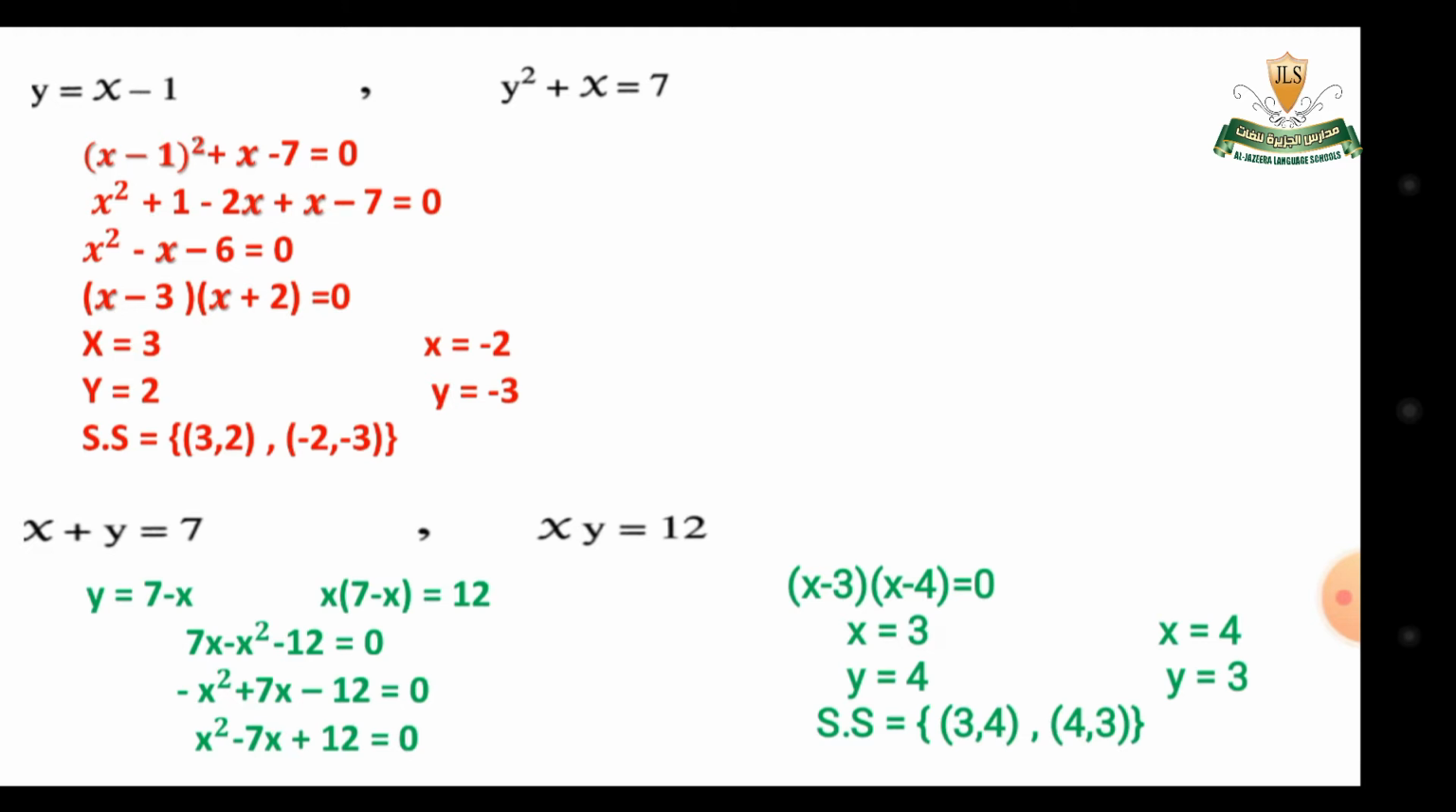We get 7x minus x power 2 minus 12 equals 0. We rearrange this equation. We get negative x power 2 plus 7x minus 12 equals 0, and factorize this expression. We get (x minus 3) times (x minus 4) equals 0. So we have x equals 3 or x equals 4. We get the value of y equals 4 and y equals 3.